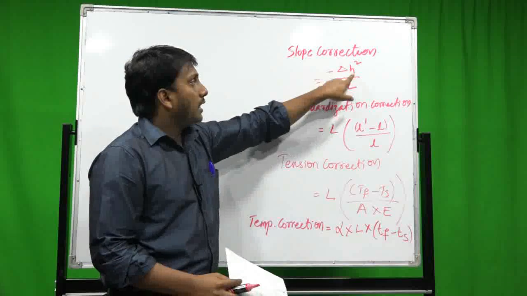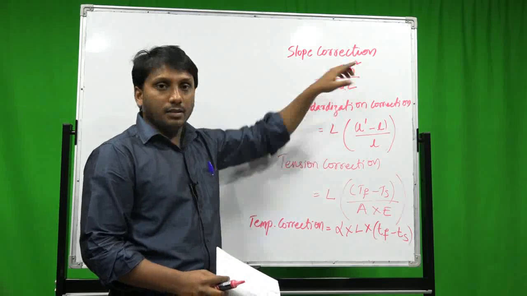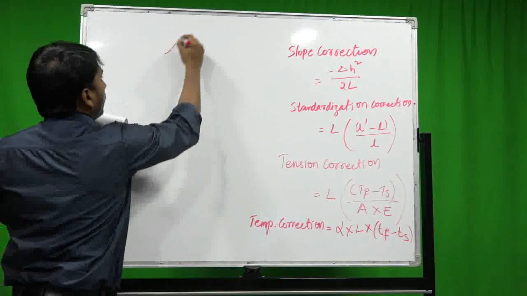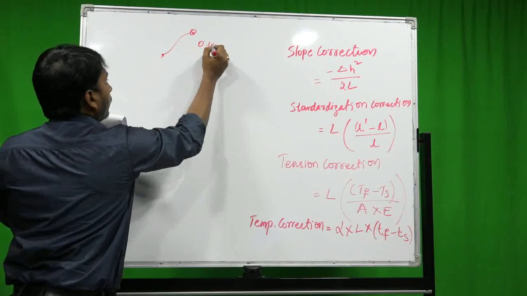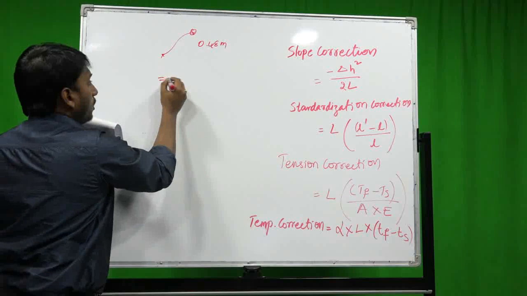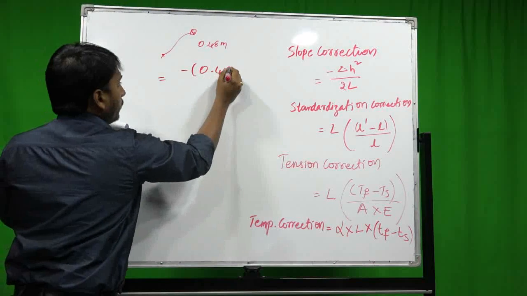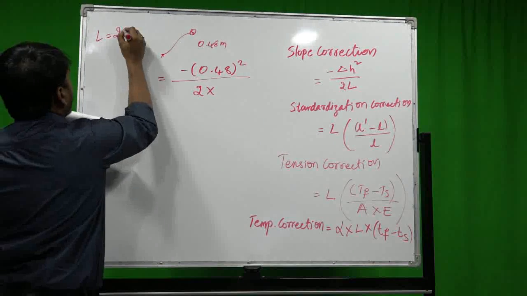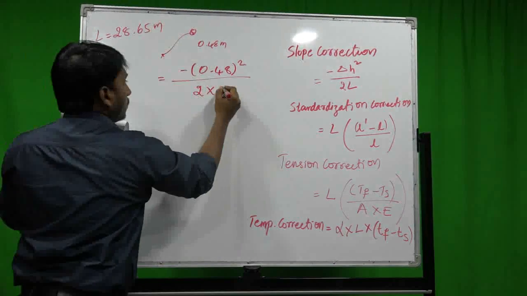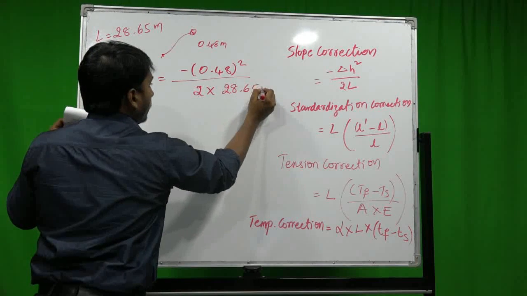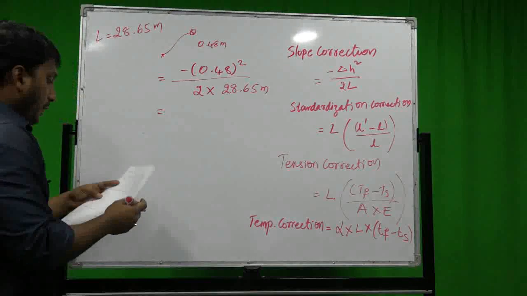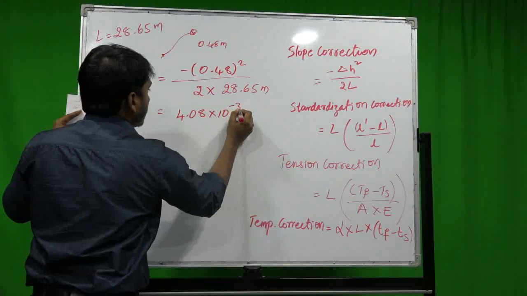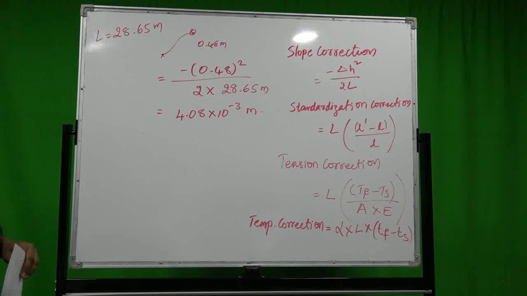We have a formula ΔH²/2L, where ΔH is the level difference between points A and B, which is 0.48 meter. So in this slope correction it will be minus 0.48² over 2 into the measured length, which is 28.65 meter. If you solve this, you will get 4.08 × 10⁻³ meter. So this is for slope correction.